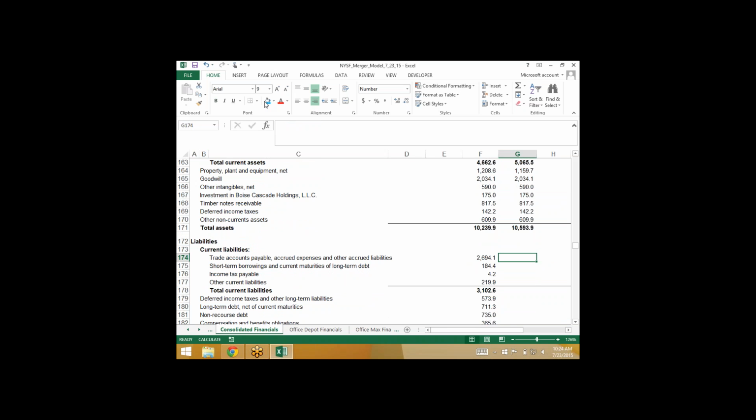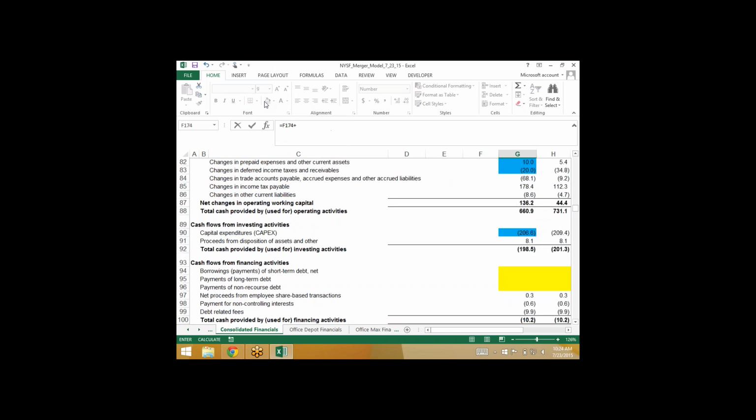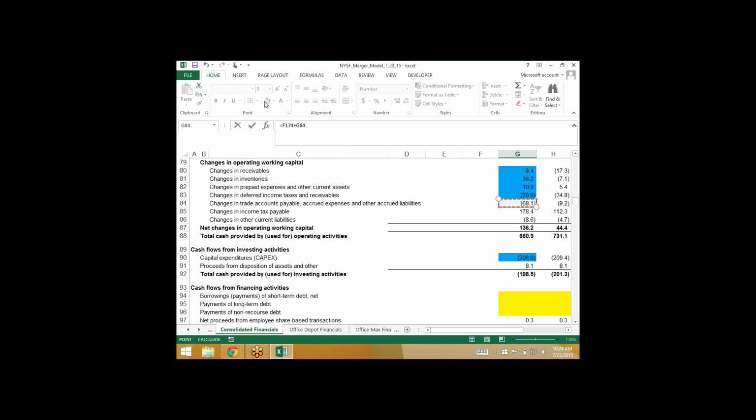Okay. Current liabilities, easy. Comes from working capital. With liabilities, it's the opposite with the cash. Liability up, cash up. So if you see cash going up, the liability is going up. So it's going to be year before plus, not minus. So trade accounts payable is the year before plus trade accounts payable.